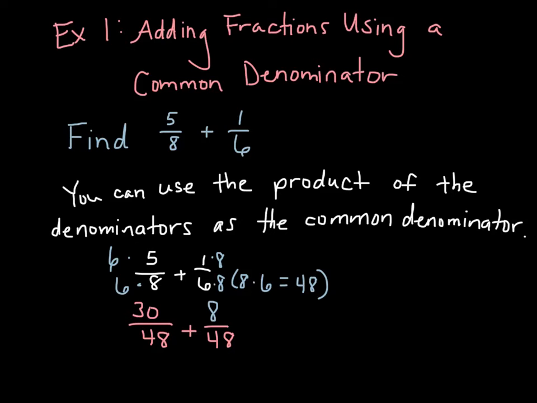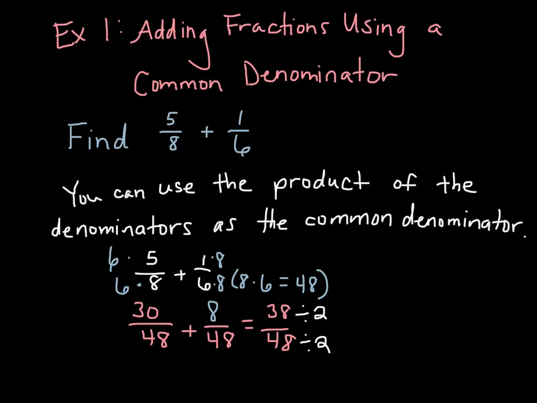And then once you have them in common denominators, you just add your numerators. So in this case, 30 plus 8 will give you 38, and then your 48s should stay the same because you should never add your denominators together. So 38/48 is the fraction, and then we will talk about putting that in simplest form too.